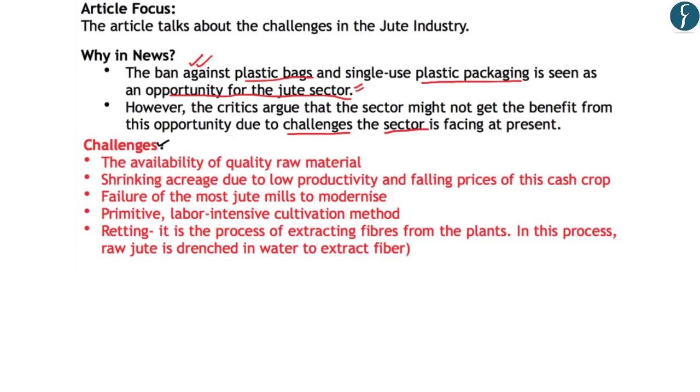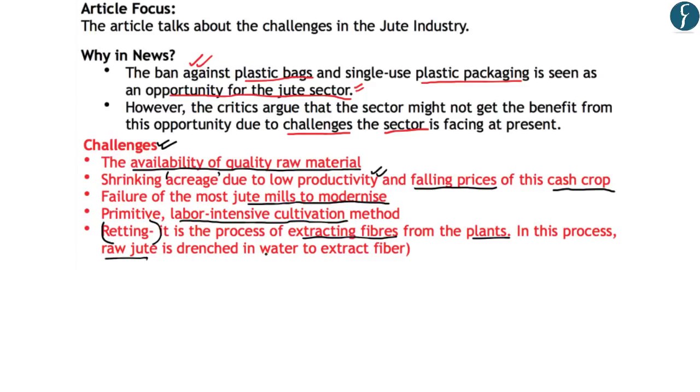Now, this article has highlighted various challenges with regards to the jute sector, where the first challenge is that there is a lack of availability of quality raw material. The second challenge is that there has been a shrinkage in the acreage, or the total land under the cultivation of the jute crop, and because of this, there has been low productivity and a fall in prices of this cash crop. The third challenge is that the jute mills have failed to modernize, wherein currently the jute sector still relies on labor-intensive cultivation. The fourth challenge is retting, the process of extracting fibers such as jute fiber, in which the raw jute is drenched in water to extract the fibers. However, there has been a lack of availability of water, which has become an upcoming challenge in the jute sector.